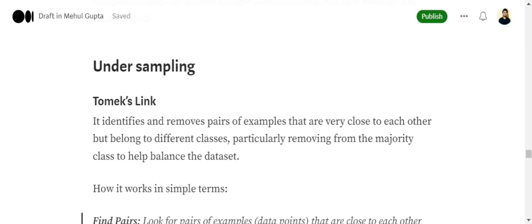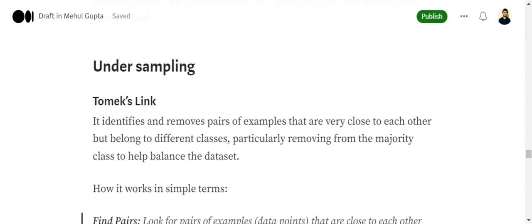Do remember that one core difference between oversampling and undersampling algorithms is, in case of oversampling algorithms, we were trying to increase the samples of the minority class. But in case of undersampling, we are trying to reduce the number of samples for the majority class. So this is the core difference. Talking about Tomek links, a very basic idea, not that complicated.